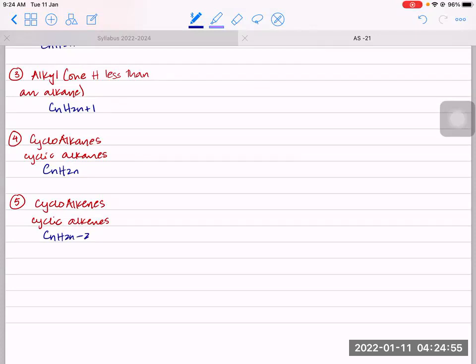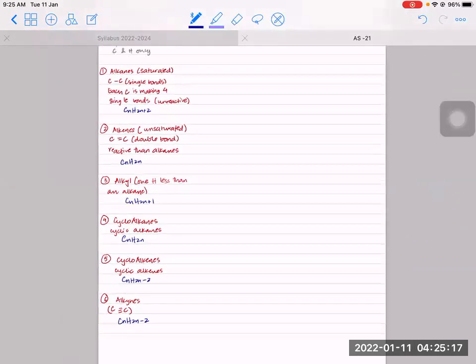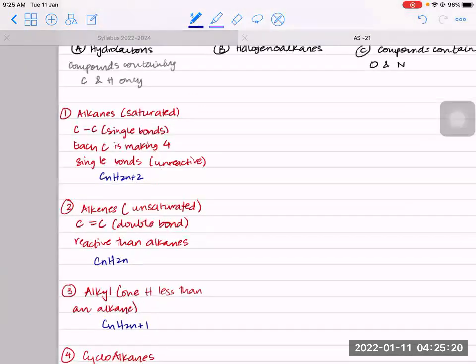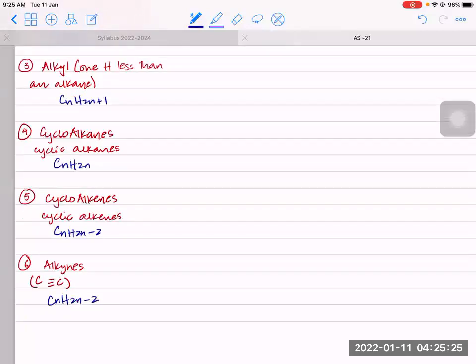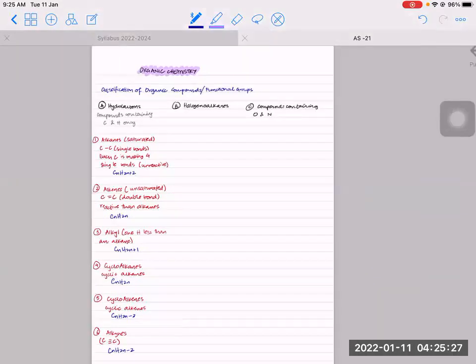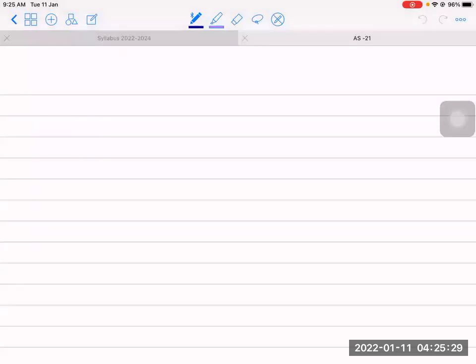And then we have alkynes. Alkynes are where you have a carbon-carbon triple bond. The general formula for alkynes is CnH2n-2. Now, these are the hydrocarbons: alkanes, alkenes, alkyl, cycloalkenes, and alkynes. Now, let's see what alkanes are.